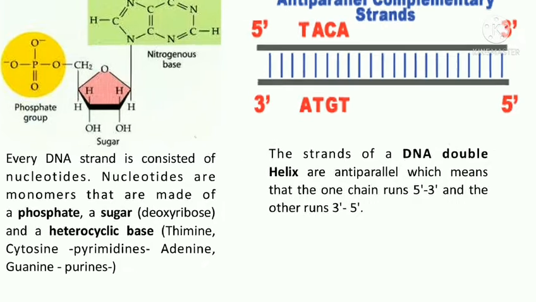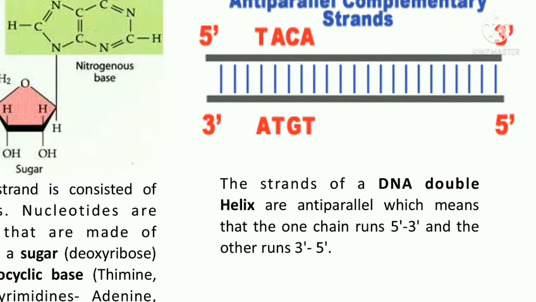So you can see here the DNA is double-stranded, or we can say DNA is a double helix that runs anti-parallel. What does anti-parallel mean? One strand in the DNA is 5 to 3 prime, and the other strand, opposite to the first one, is 3 to 5. This is known as the anti-parallelity of the DNA strands.